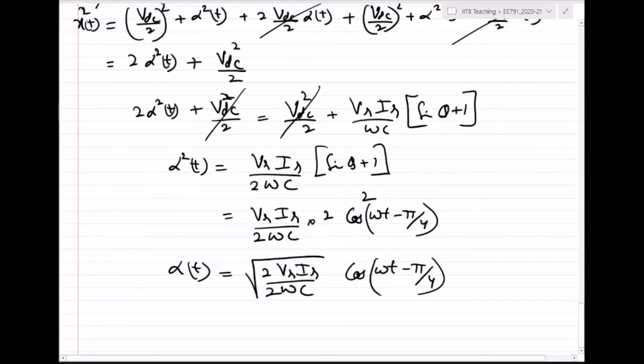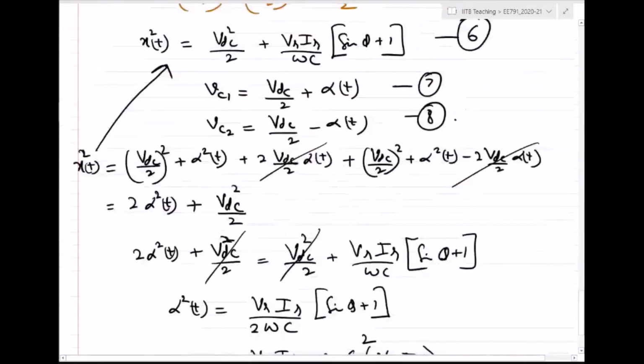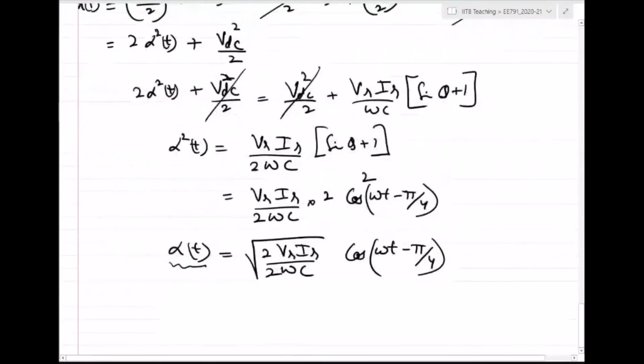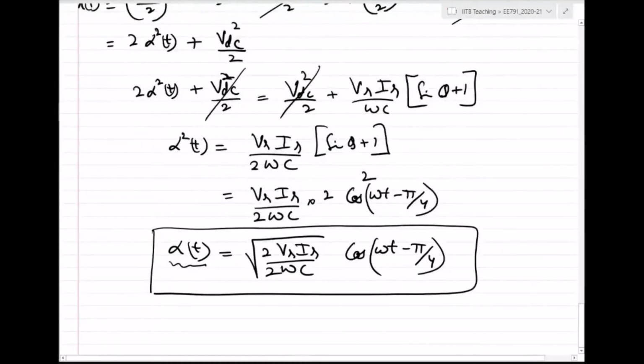Now, as compared to the previous case where the value of voltage could not have been negative and therefore I had to put a mod, in this case, what is alpha of t? As we have defined in equation number 7, it can be negative. Why? Because the capacitor voltage VC1 can be VDC by 2 plus a little bit, and can also be VDC by 2 minus a little bit. In fact, VC1 can swing from 0 to VDC. So alpha can be negative, and that is the reason we don't need to put a mod here. And that is the reason this expression of alpha comes out to be just cosine.